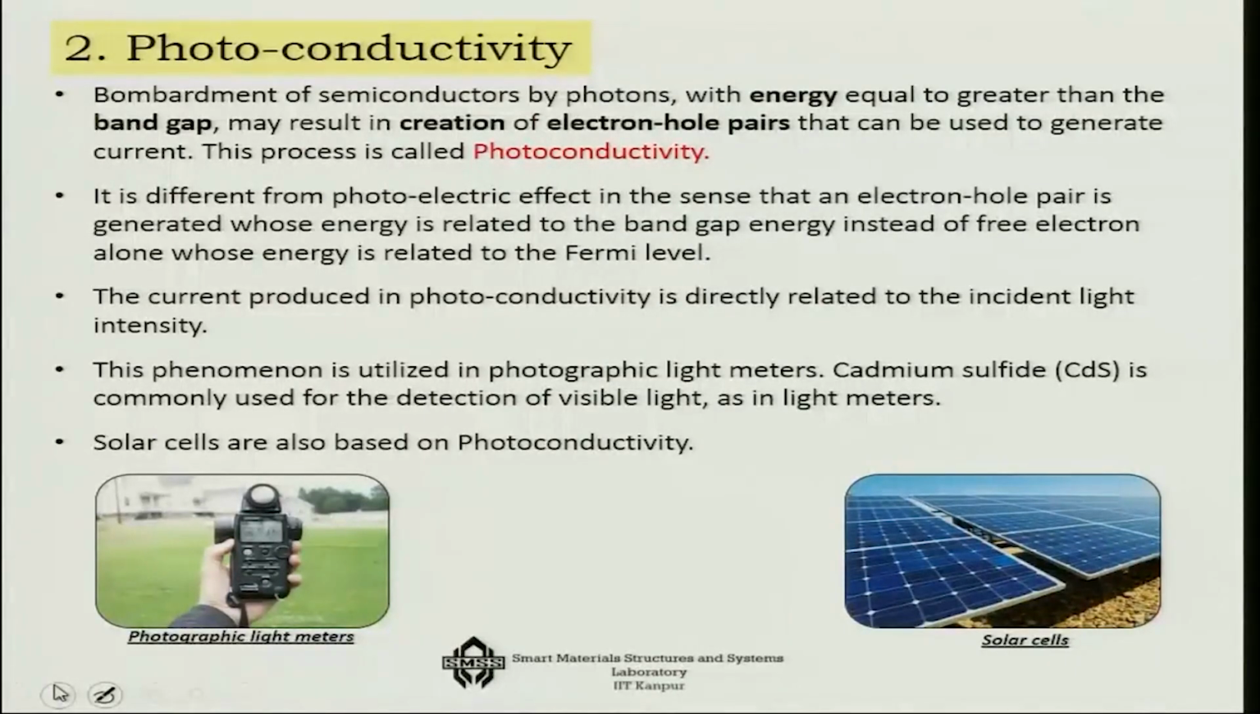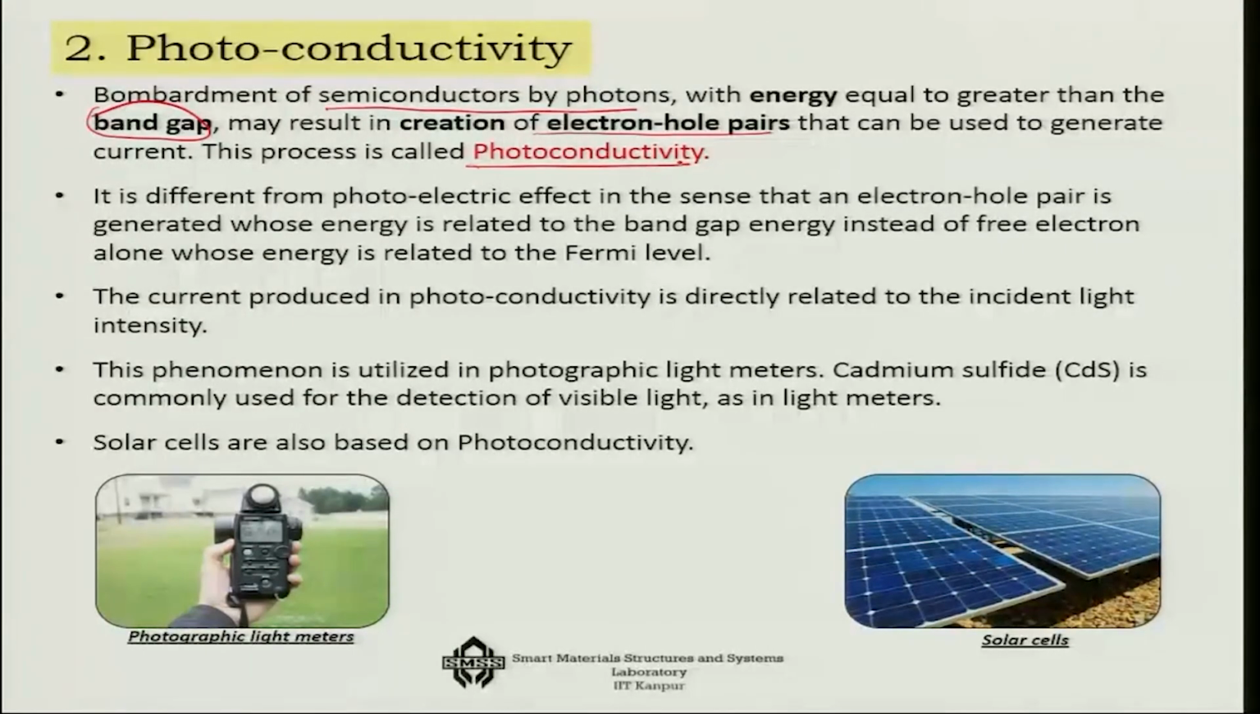The second interesting case is called photoconductivity, which is important for materials like semiconductors. If you bombard semiconductors with photons whose energy is greater than the band gap, they can create electron hole pairs, and these can be used to generate a current, and that is known as photoconductivity.